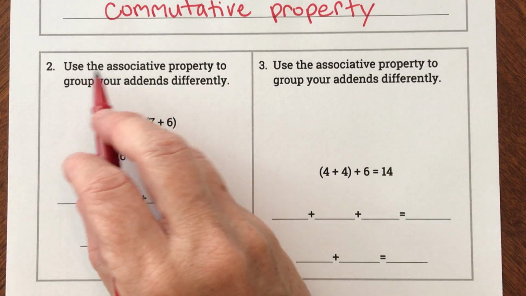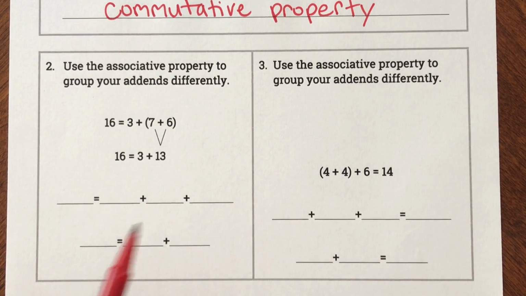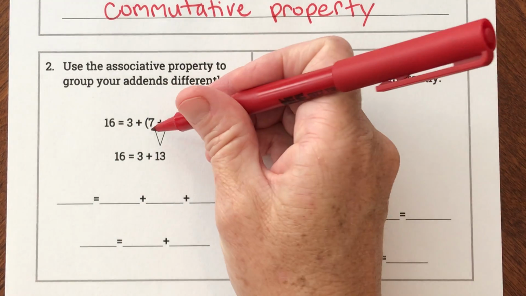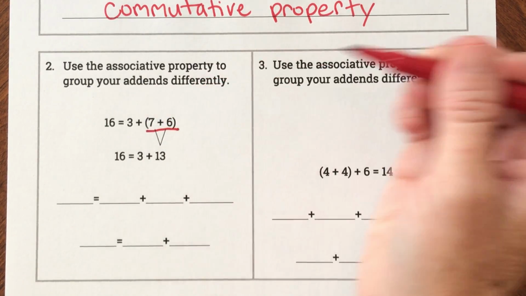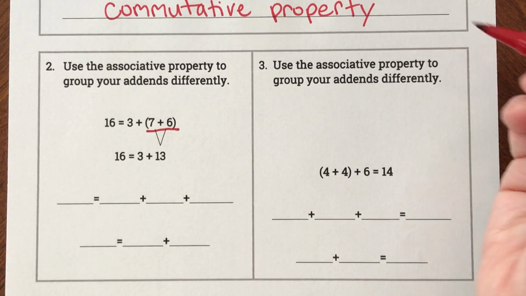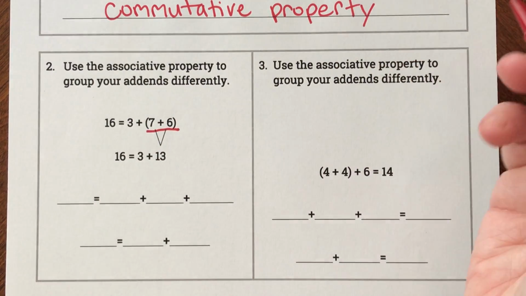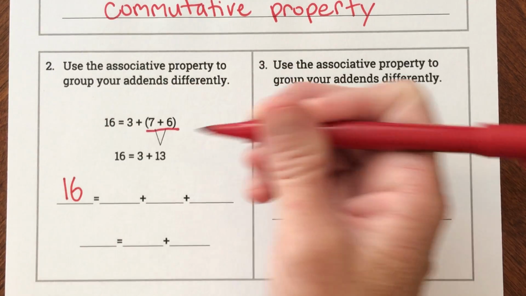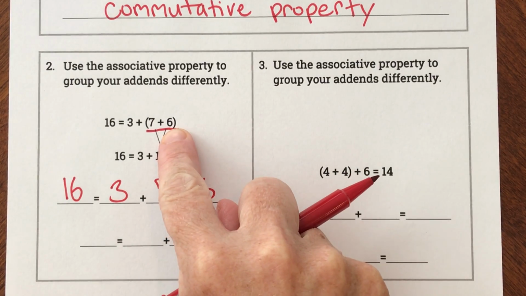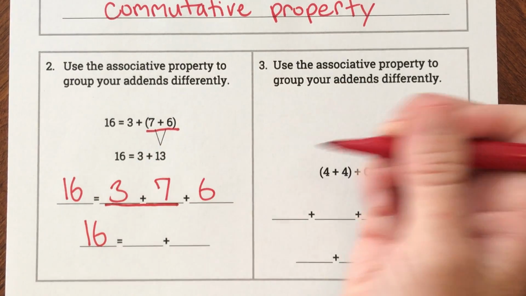My second problem says use the associative property to group your addends differently. Okay, so here they said 16 equals 3 plus 7 plus 6. And they grouped the 7 and the 6. They want me to show that I could do this by grouping them different, because the associative property means you have 3 or more addends, and I have 1, 2, 3, and I'm just going to group them different. So let me first write my equation with my 3 addends. Okay, so they grouped the last 2, the second and third addend. I'm going to group the first and the second.